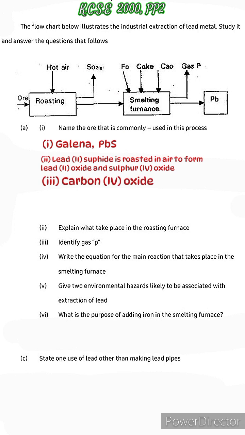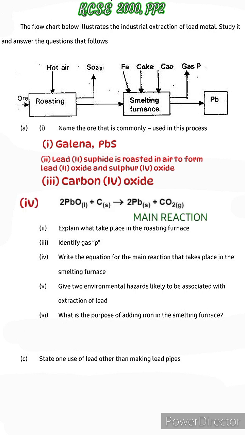Roman 4. Write the equation for the main reaction that takes place in the smelting furnace. Now let's pause over here. Within the smelting furnace, there are actually several reactions that are taking place. So that means that we could come up with several equations for these. This is the one whereby lead 2 oxide is reduced by carbon to form lead metal plus carbon 4 oxide. Just a mention here, this reaction can lead to the evolution of carbon 4 oxide or carbon 2 oxide. Either of these equations are okay.